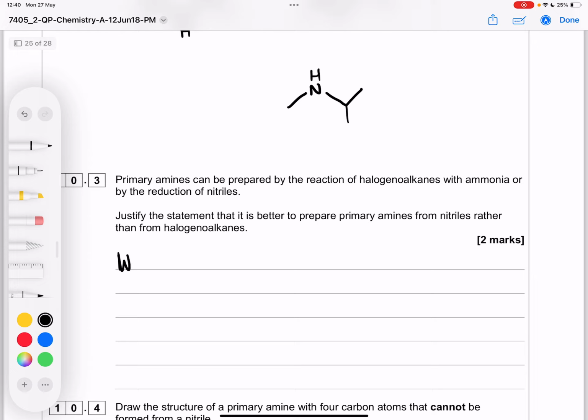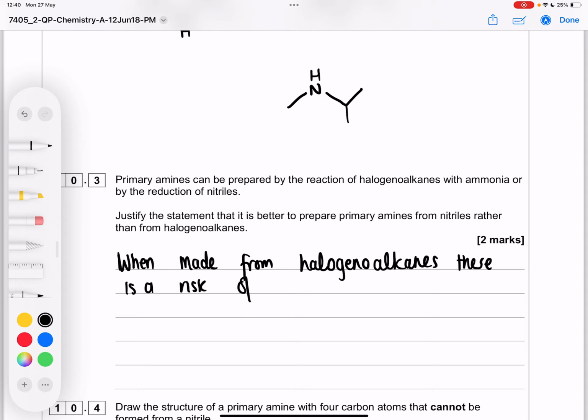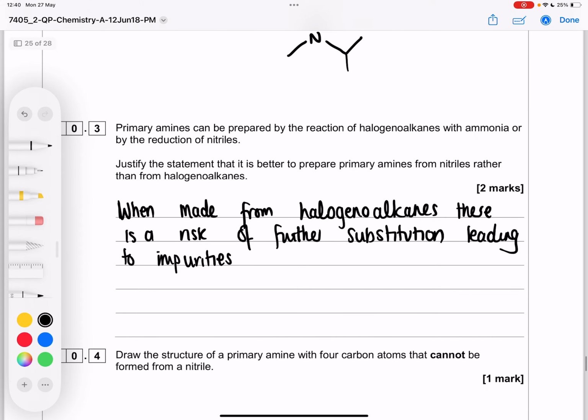So when made from halogenoalkanes, there is a risk of further substitution leading to impurities, whereas with reduction of nitriles, there's only one product.